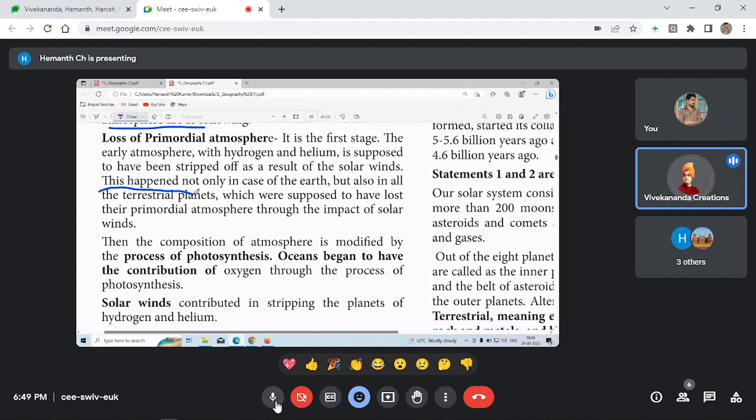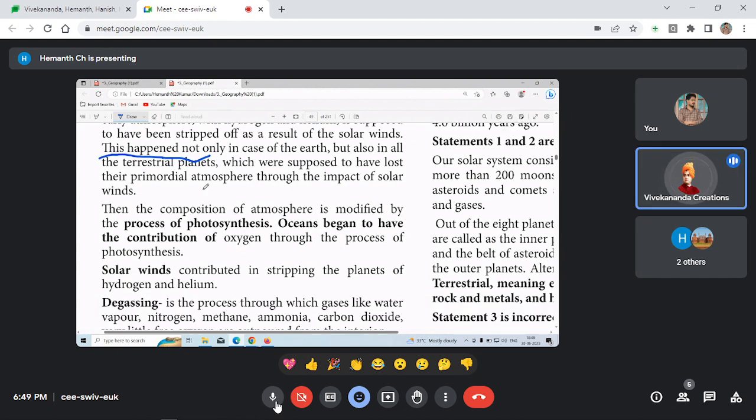This happened not only in the case of Earth but also in all the terrestrial planets, which were supposed to have lost their primordial atmosphere through the impact of solar wind. Then the composition of the atmosphere is modified by the process of photosynthesis. Oceans began to contribute oxygen through photosynthesis. Solar winds contribute in stripping the planets of hydrogen and helium.